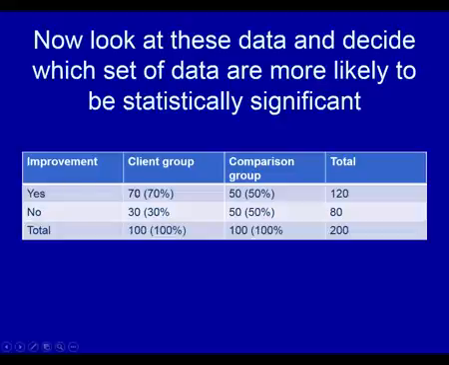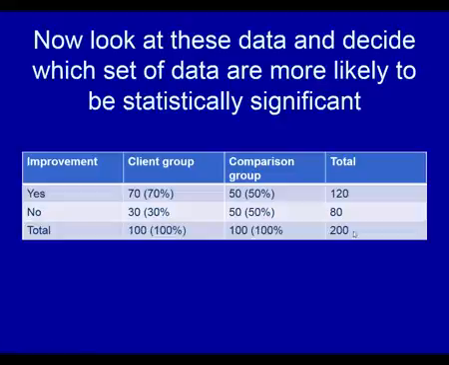As you can see, 70% of those who were in the client group improved, compared to 50% in the comparison group who improved. You may remember this is exactly the same percentage as with the previous slide. 70% versus 50%, showing this much difference between those who were in the client group and those who were in the comparison group who did not get the treatment. However, look at the sample size. We now have 200 people total in our sample.